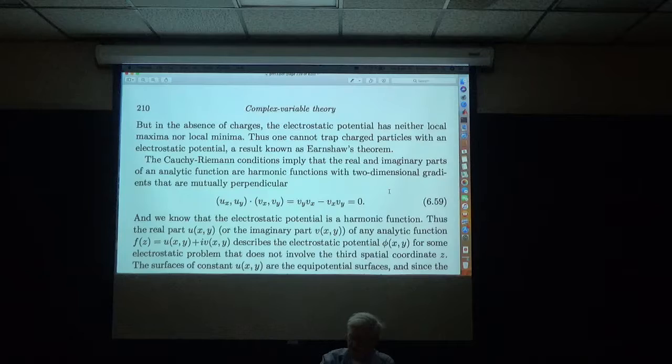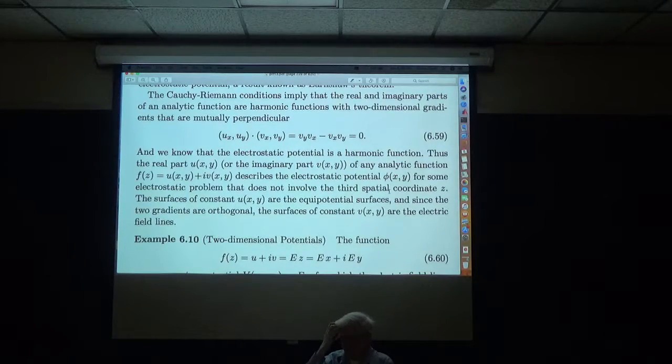And so if you are identifying the real and imaginary parts with an electrostatic potential, you might say that the real part is the electrostatic potential, and then the surfaces of constant imaginary part are electric field lines, because their gradients are perpendicular to the equipotential surfaces, which are the u's. Okay, so that, I think, is where we ended things last time.